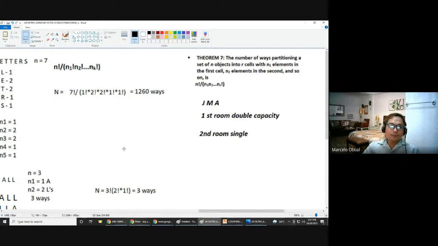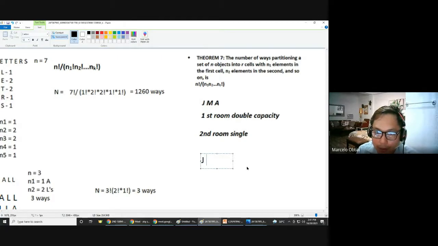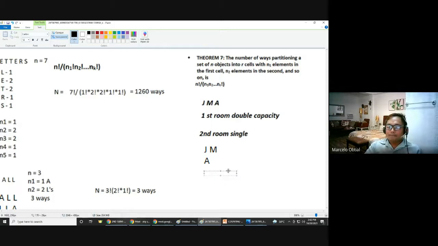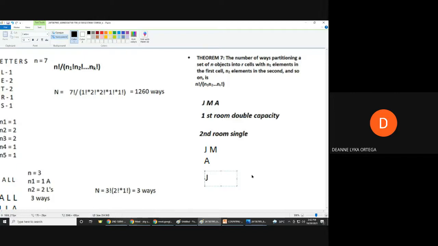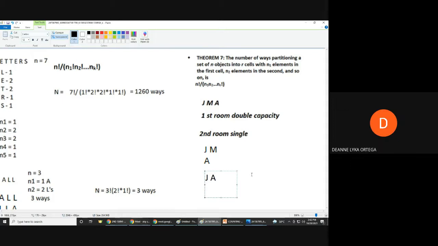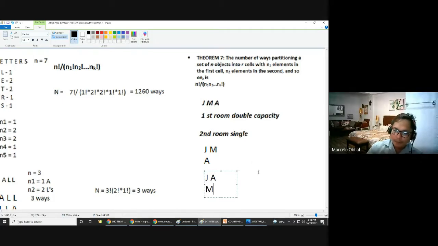That's the question, no? Okay, I will give you one arrangement, no? So I will put J, Julian, and Mario in the first room. The second room, Andrea. Okay? Let us use letters. So what else can you put here? In the first room, J and A. Okay. Second room, M. Okay, M. Very good. Next.